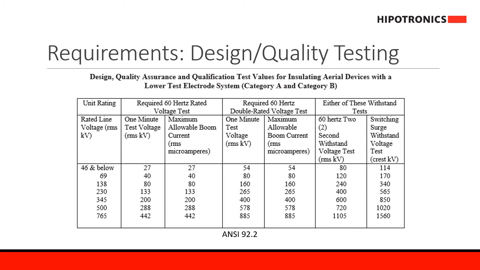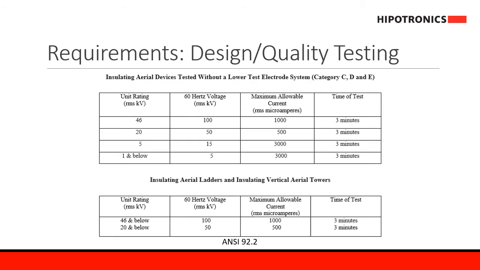This chart is from the ANSI 92.2 standard, and it details the correct testing parameters for design and quality testing the installation of insulated booms for Category A and B aerial devices. This chart is from the ANSI 92.2 standard, and it details the correct testing parameters for design and quality testing the installation of insulating booms for Category C, D, and E devices, as well as the test parameters for design and quality testing for insulating aerial ladders and insulating vertical aerial towers.